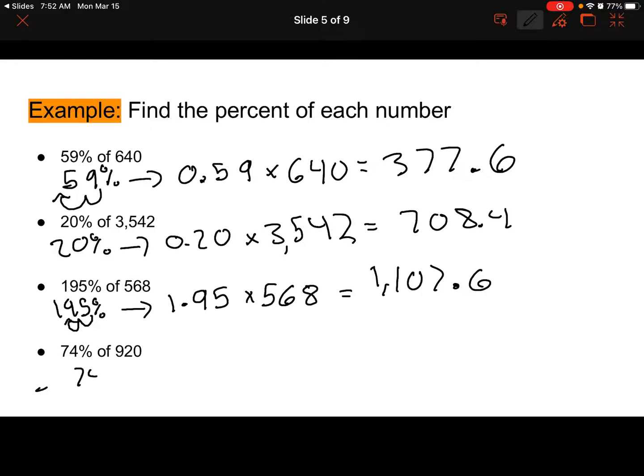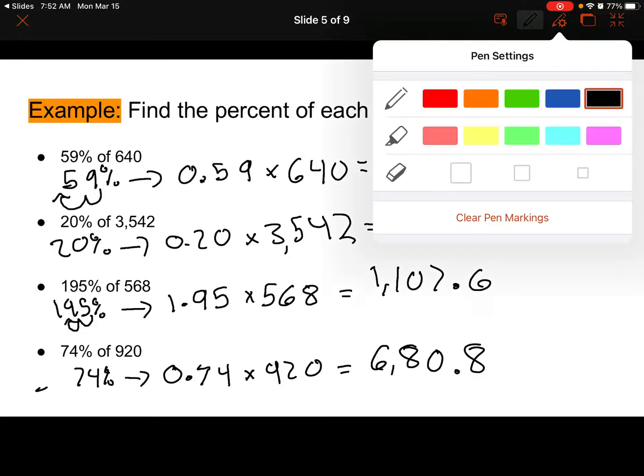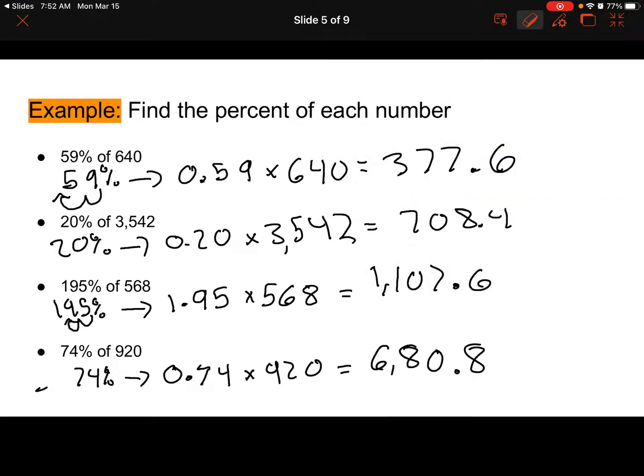All right, and our last one here, 74% of 920. So 74% will become 0.74, and we need to multiply that by 920, and that will give us 680.8. Oops, not 6,080, my apologies. 680.8 would be our number for this one.